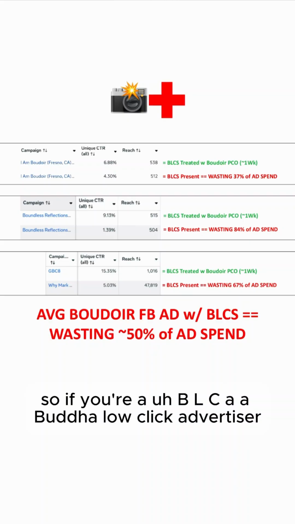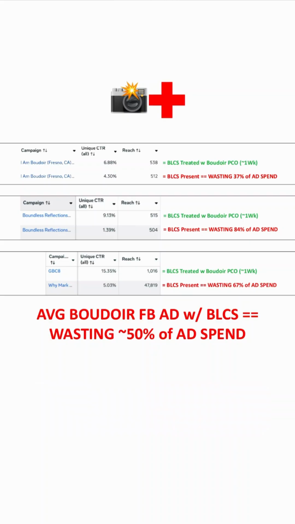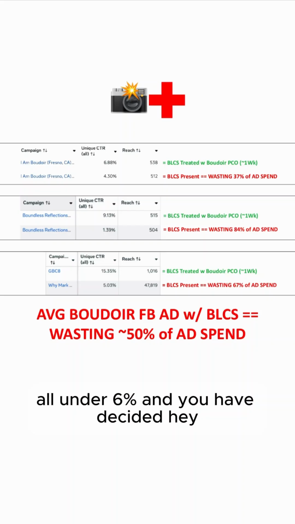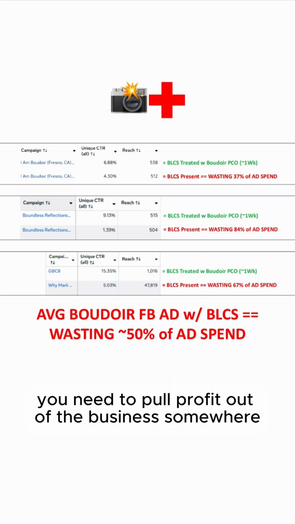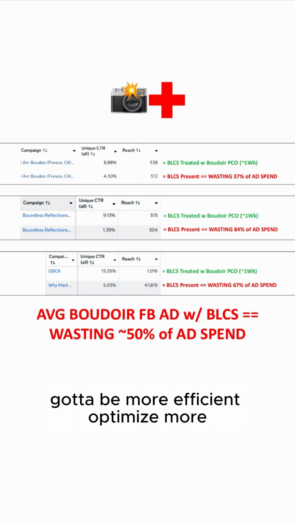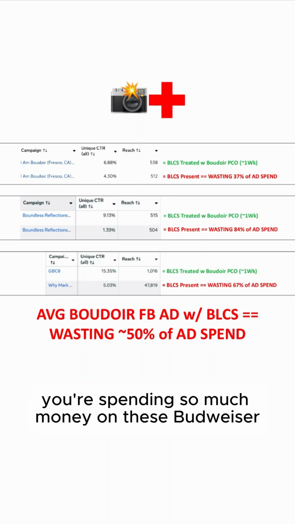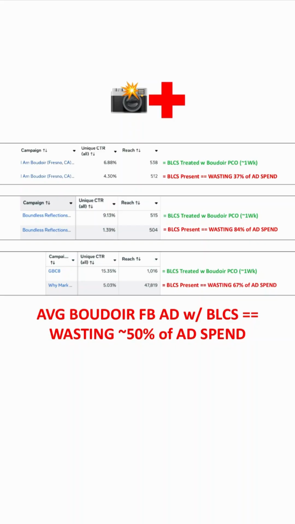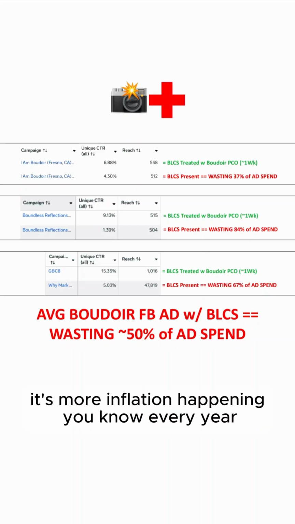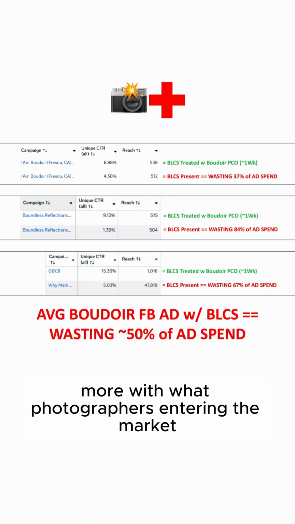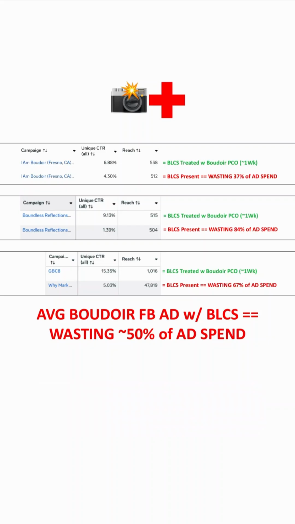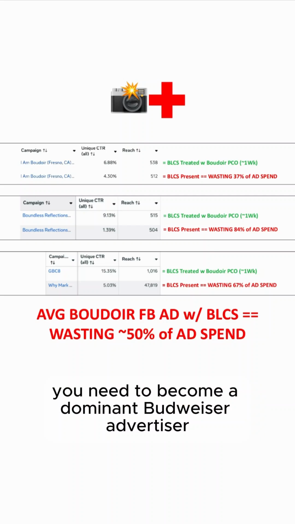So if you're a BLCA, a Boudoir low click advertiser, your Boudoir Facebook ads have unique CTR under 6%, and you decide you need to pull profit out of the business somewhere, got to be more efficient, optimize more. You're spending so much money on these Boudoir Facebook ads. You want to get more bang for your buck. There's more inflation happening every year in real life. More boudoir photographers entering the market, and you look for ways to stay competitive. And you decide you gotta get this fixed. You need to become a dominant boudoir advertiser.